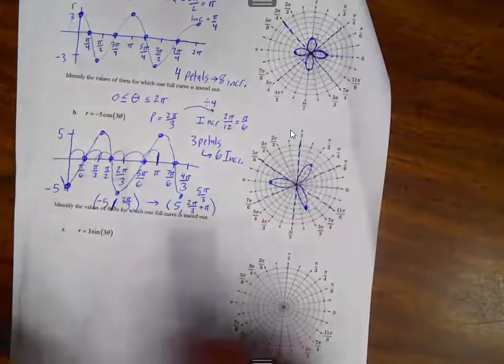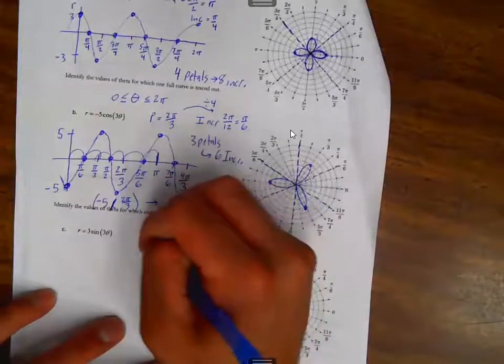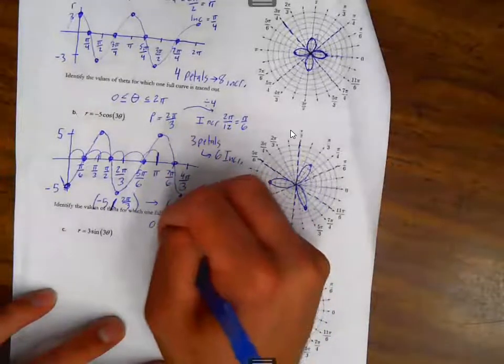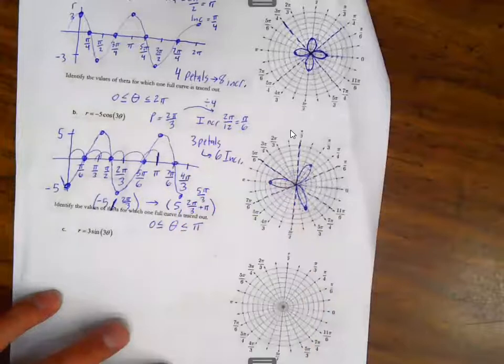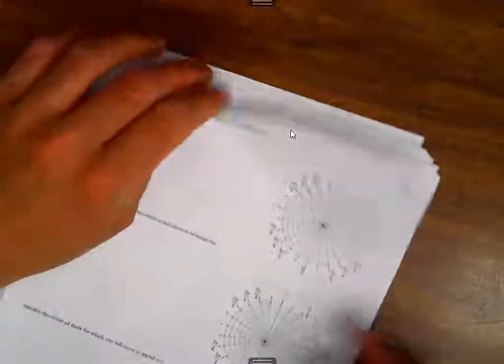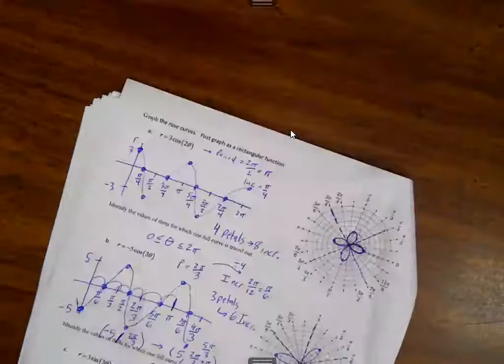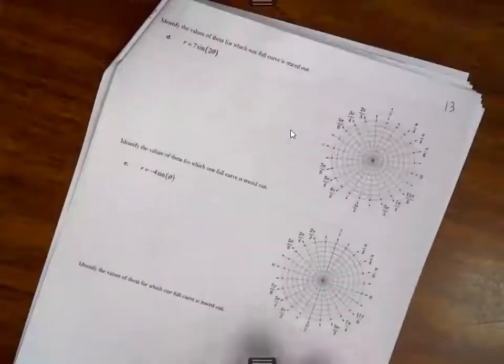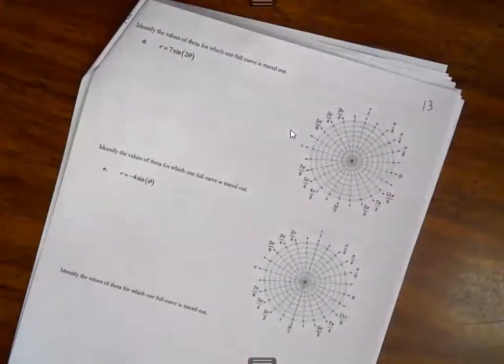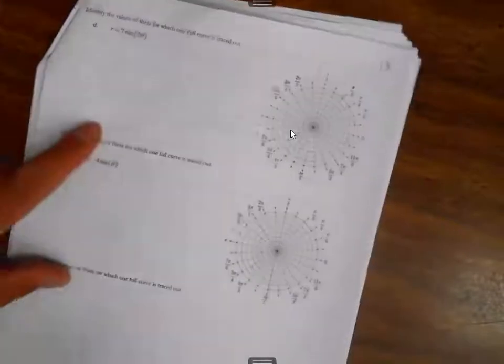And then what values of theta was it traced out? It was traced out from 0 to pi. All right, so let's see. We only have a few more. Let me do one more really quick. Sine, let's see, this one's pretty normal. Yeah, let's skip that one and we'll go right to D.